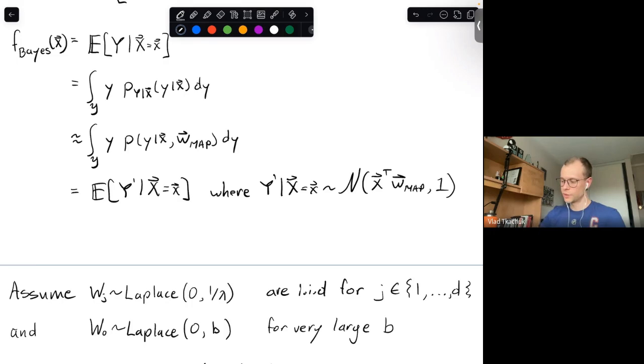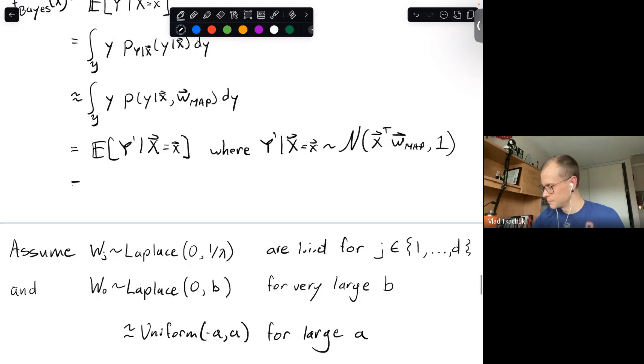So we got to here, and what does that imply? Well, what's the expected value of a random variable if it's normally distributed? It's exactly this. For a normally distributed variable, this is its expected value. So we plug that in, and we get that this is just X transpose W map.